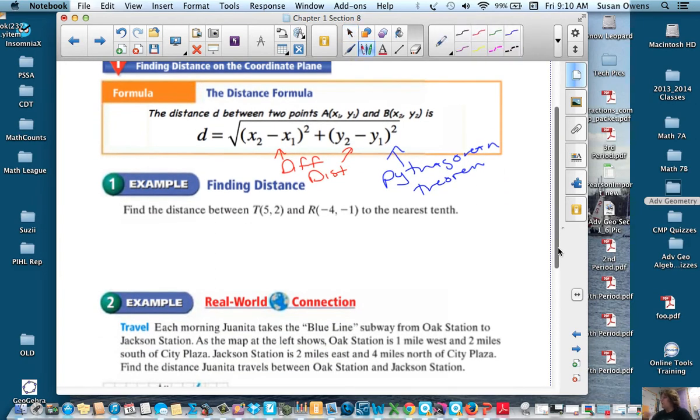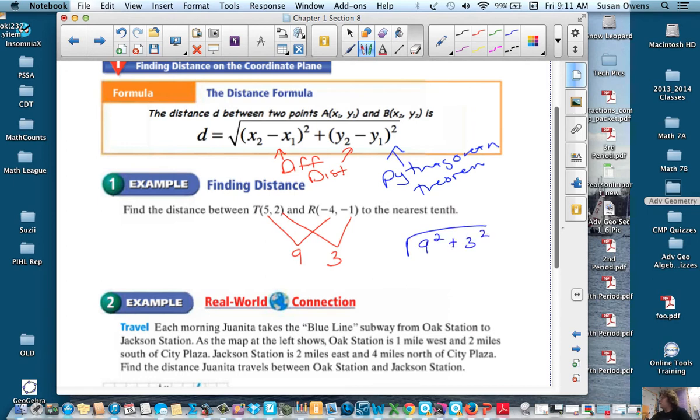So if I'm doing this formula, what I do is I take a look at my x numbers and I say how far apart are they? Because that's really what x2 minus x1 is doing when, after you square it, it becomes positive. So from 5 to negative 4 is a distance of 9. And from 2 to negative 1 is a distance of 3. And then I just do the Pythagorean theorem on that. So it's the square root of the distance squared plus the other distance squared.